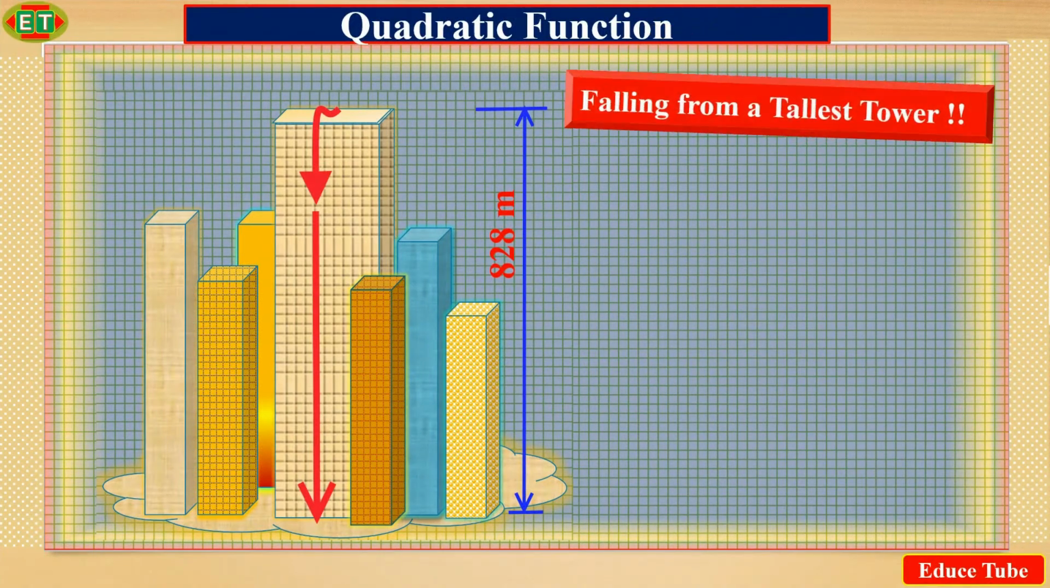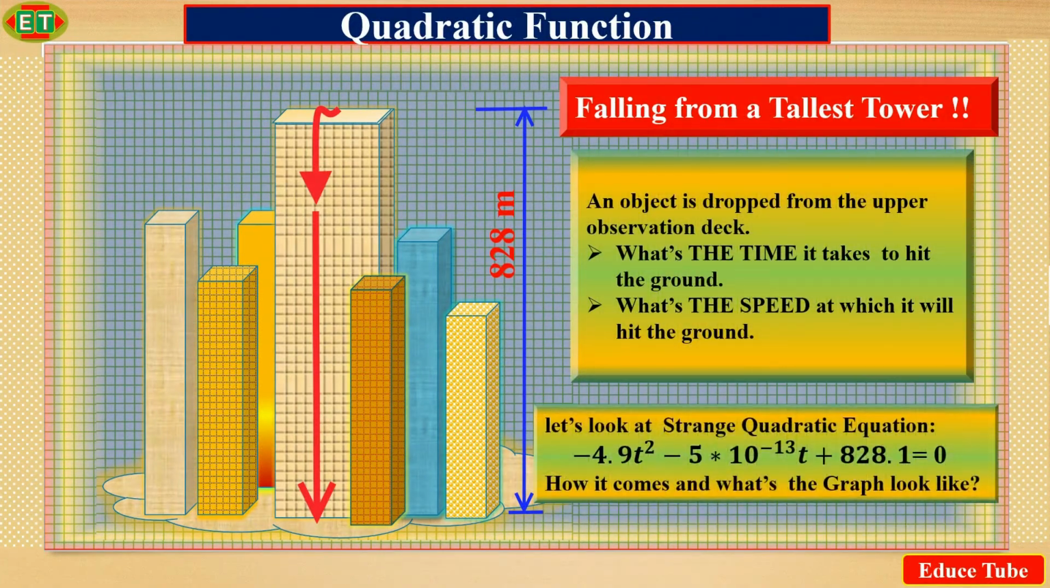Hi, today my topic is falling from the tallest tower. An object is dropped from the upper observation deck. What's the time it takes to hit the ground? What's the speed at which it will hit the ground?